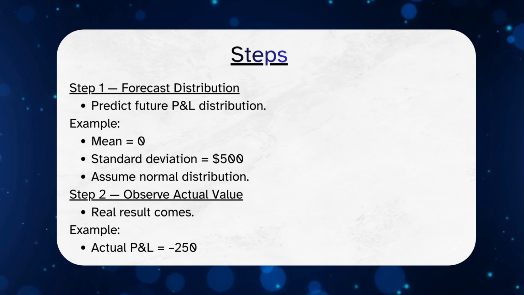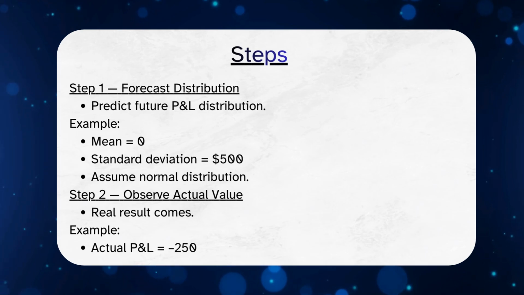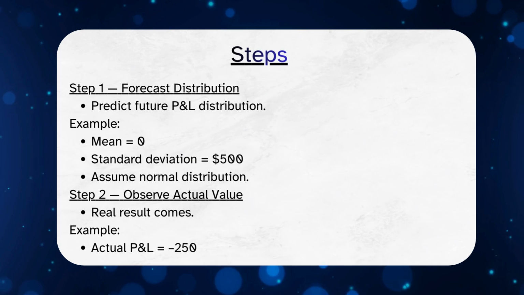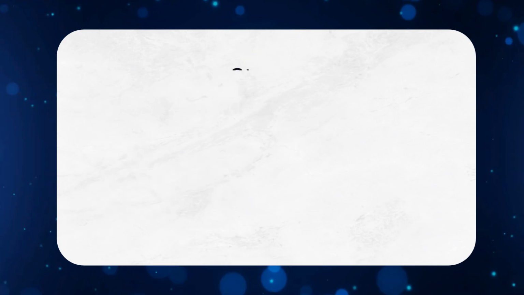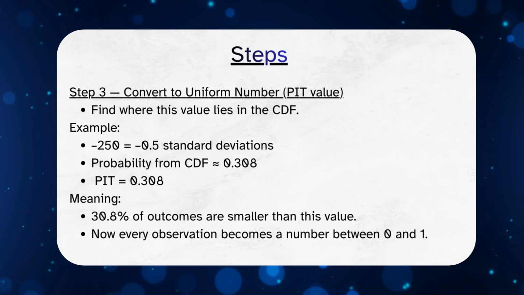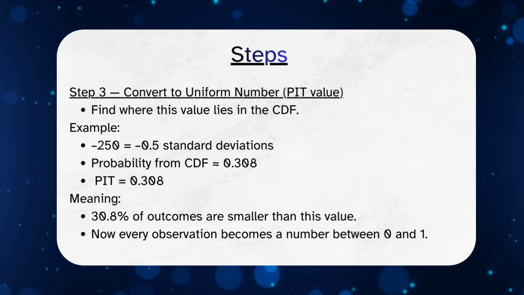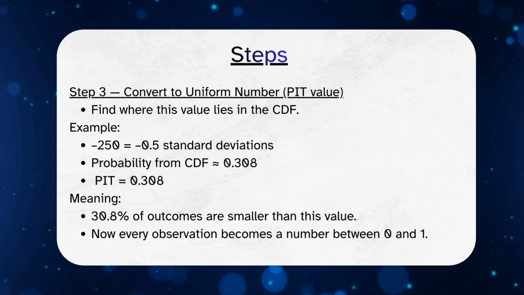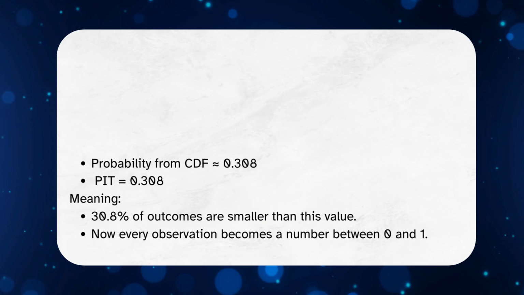Step 2. Reality arrives. The actual result shows up. Say, minus 250. We check where minus 250 sits in the cumulative distribution. It corresponds to about 0.308. That means 30.8% of possible outcomes were smaller. This single number, 0.308, is the PIT value. Every observation now becomes a probability.